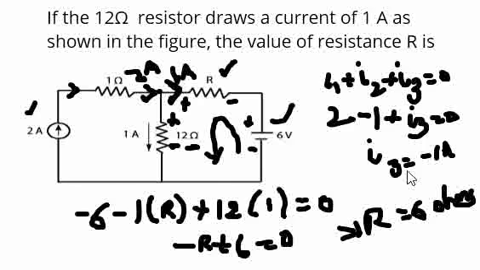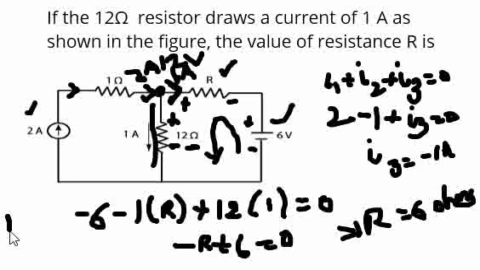We can also check whether the 6 ohms is correct or not by doing a simple check. If you see this particular node, the current flowing is 1 amp and the resistance is 12 ohms. That means the voltage developed here will be 12 volts. So this is 12 volts, this is 6 volts. So the current will be flowing from higher potential to lower potential.